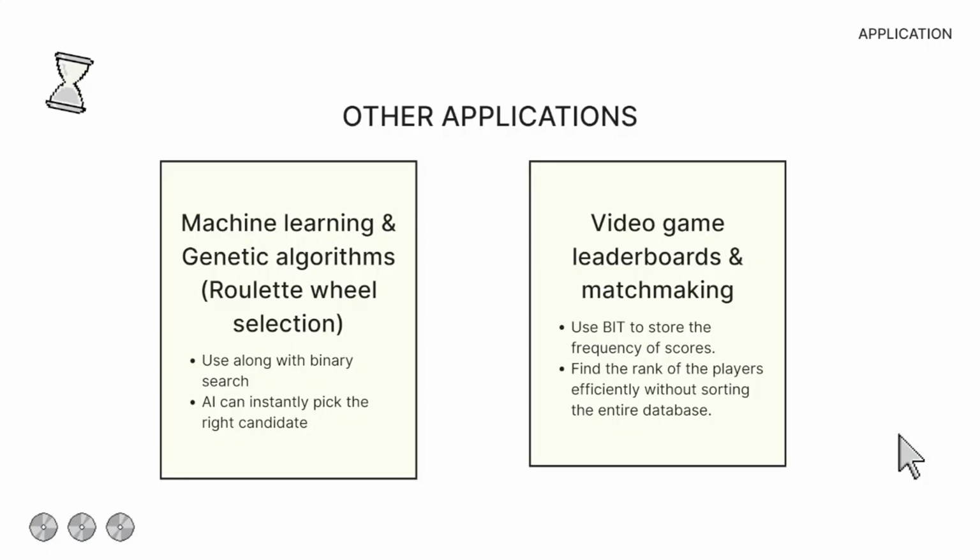The next application is video game leaderboards and matchmaking. Here, game programmers use bit to store the frequency of scores, and by using bit, one doesn't need to sort the entire database. We simply find the rank of the players by using bits, and it will return in only O log n time.